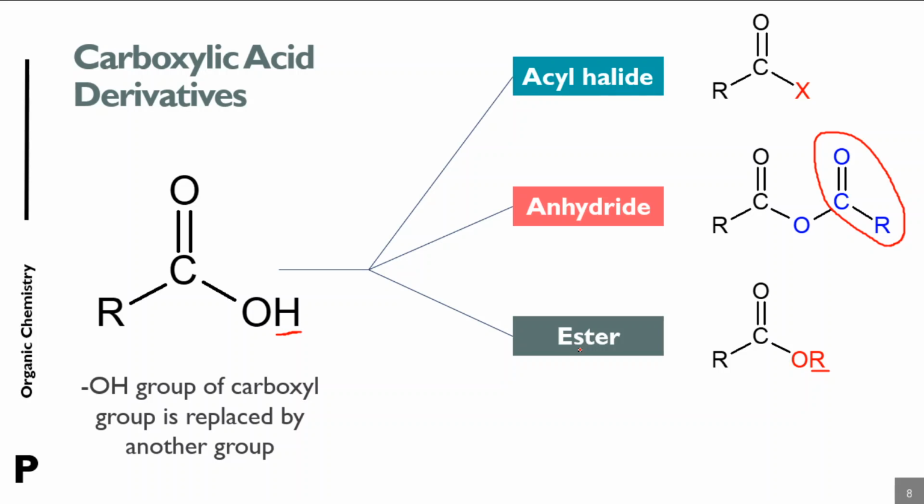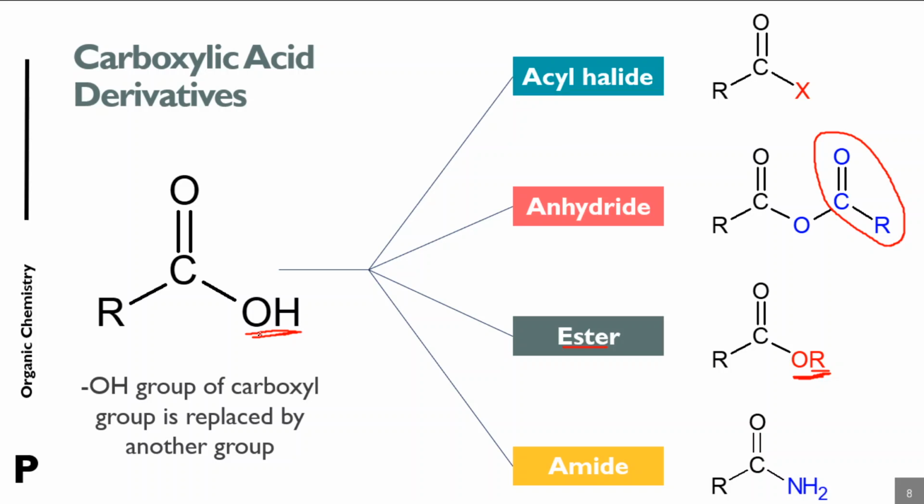Or you can say in other words, the hydroxyl group, that is the OH group, is replaced by an alkoxy group. Just see, alkyl plus oxygen, so alkyl plus oxy, alkoxy. So if OH is replaced by an alkoxy group, then it becomes an ester, that is R C double bond O O R. And last, if this hydroxyl group is replaced by an amino group, then it is called an amide.